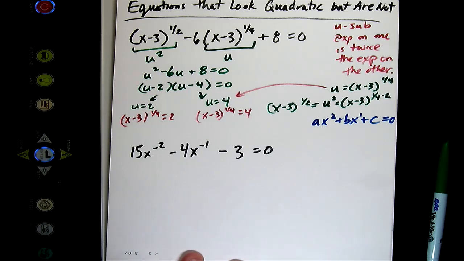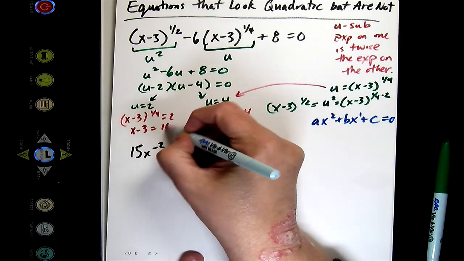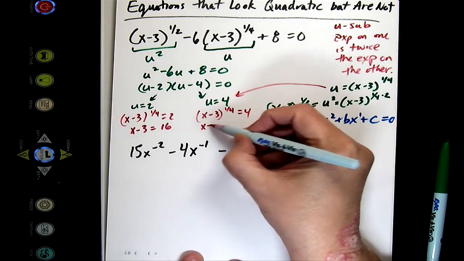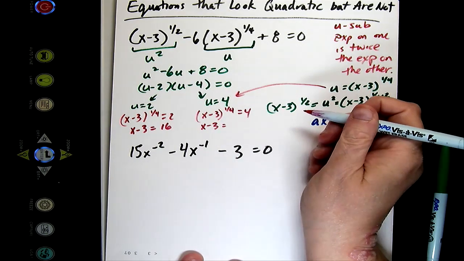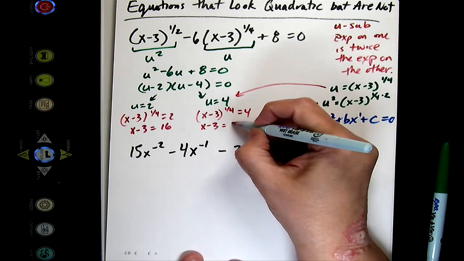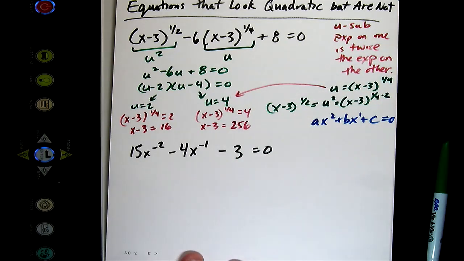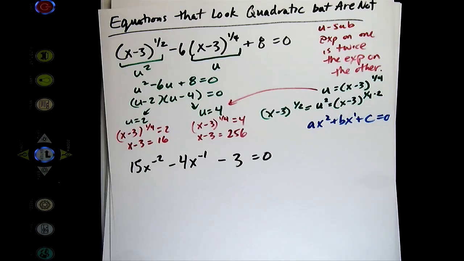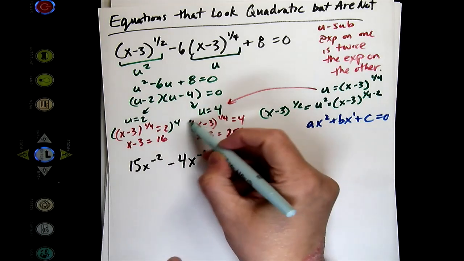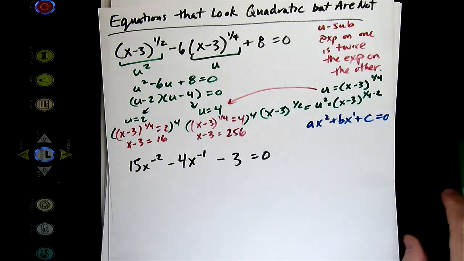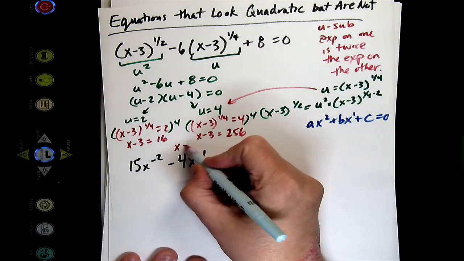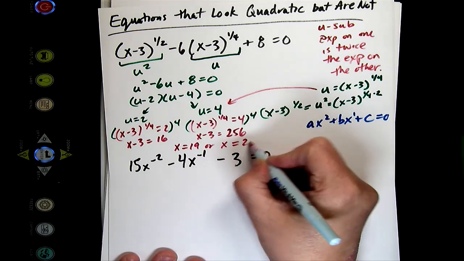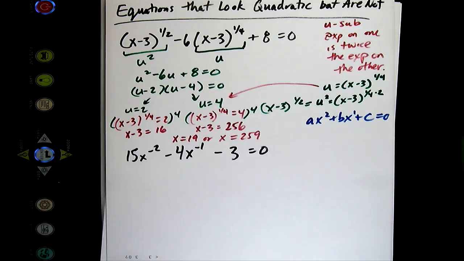If I raise both sides to the 4th power, I get x minus 3 equals 16 on this one, and x minus 3 equals 256 on that one. And what I'm doing right there, just to be clear, is I'm raising everything to the 4th power. Finally, we solve and we get x equals 19 or x equals 259.